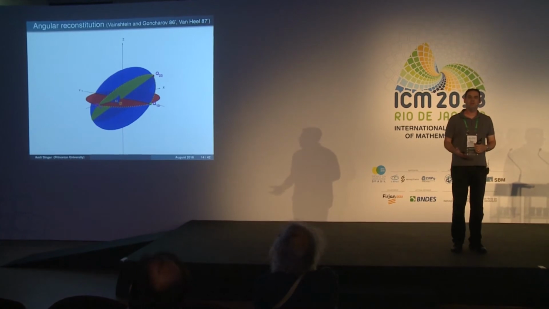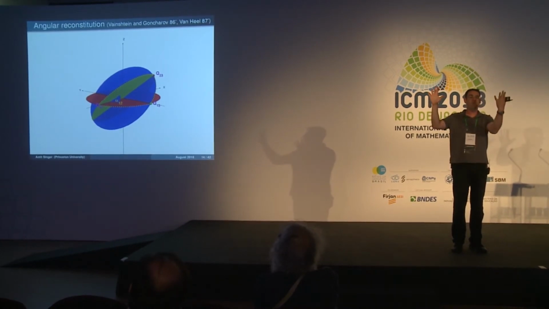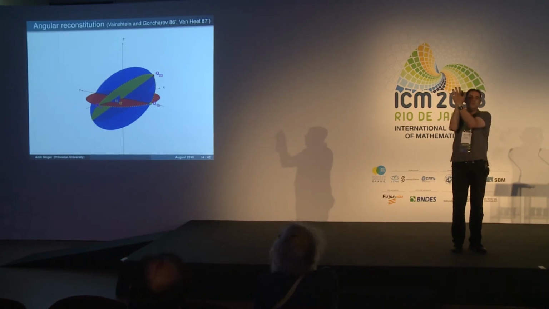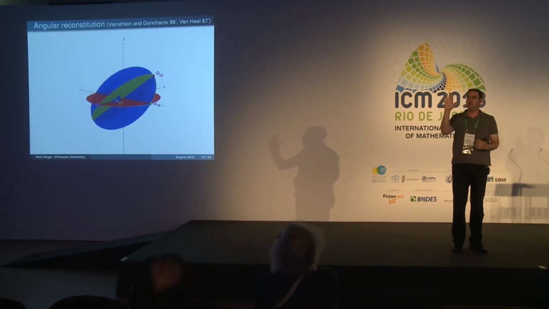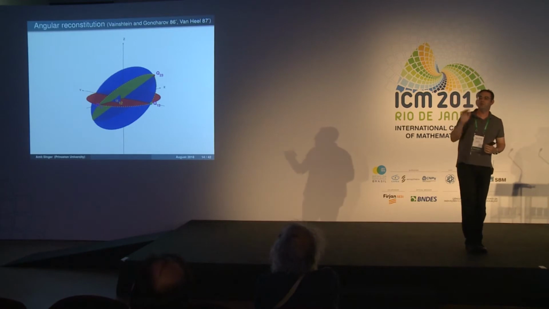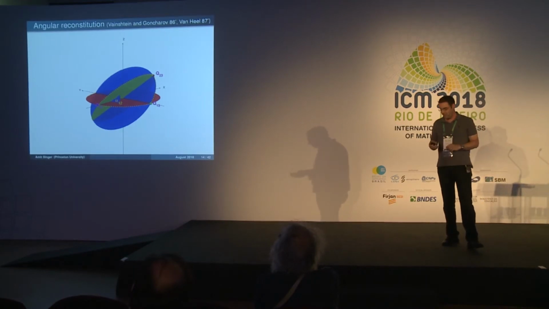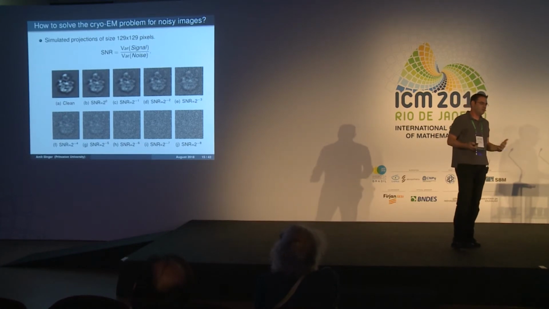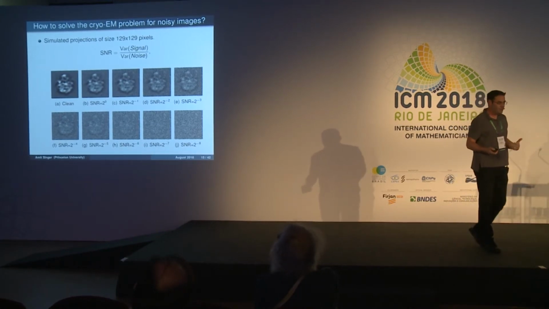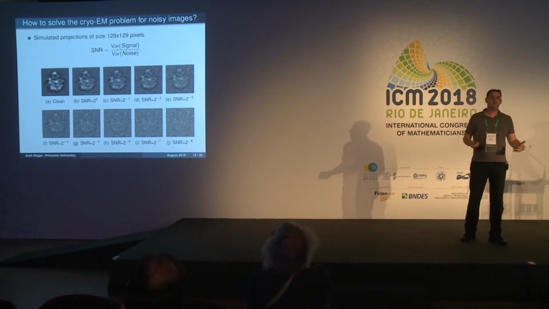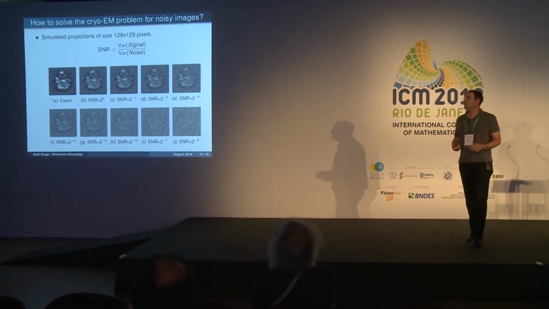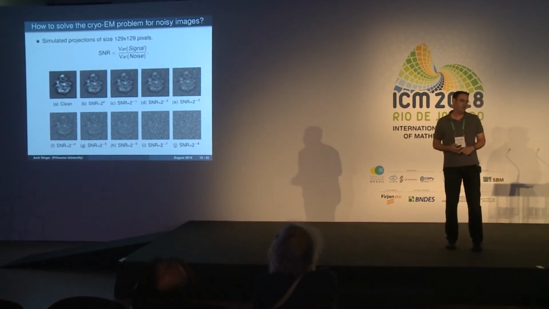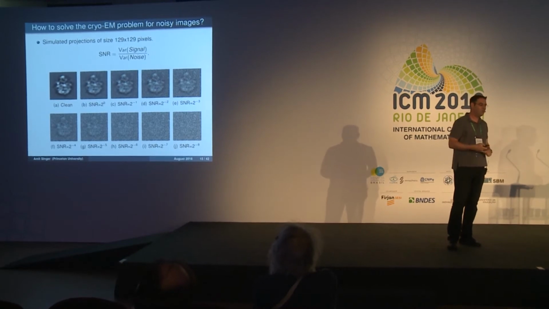The reason is that projection images of my right hand and projection images of my left hand would look exactly identical. So unless you do some other kind of experiment, you'll never be able to tell the chirality of the molecule. Angular reconstitution, the method that uses 3 images and then maybe adds a 4th one, a 5th one, using common lines, is a beautiful method that shows that you can solve the cryo-EM problem with clean images. But what about noisy images?